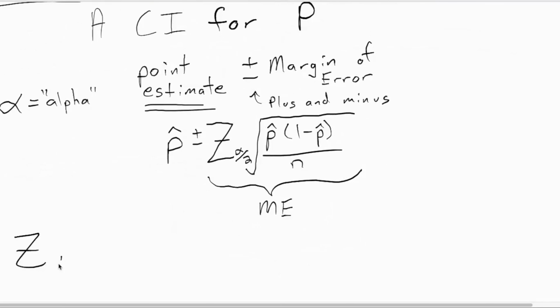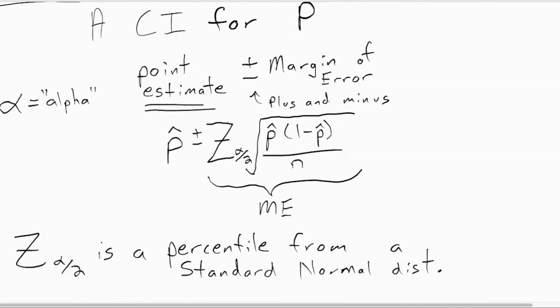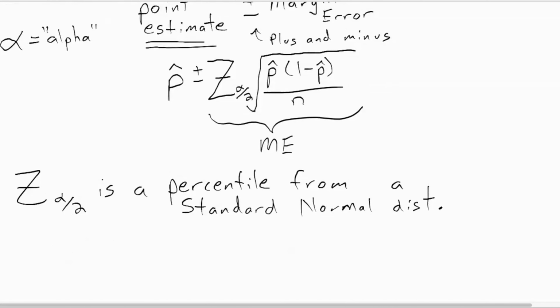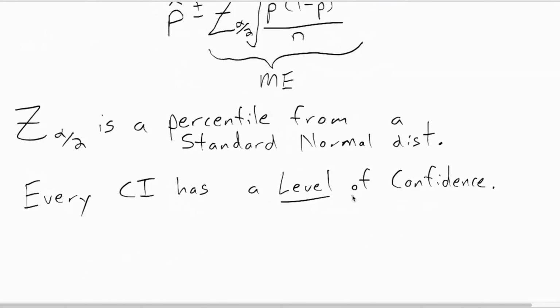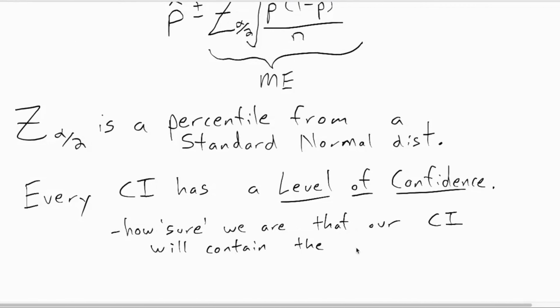Z of alpha over 2 is a percentile from a standard normal distribution. Anytime you see a z-score, it comes from a standard normal distribution. It's a percentile, and then there's a question of how do you know what percentile it is? Every confidence interval has what's called a level of confidence. And what that level of confidence refers to is basically how sure we are that our confidence interval will contain a parameter. And this level of confidence is given as a percentage.